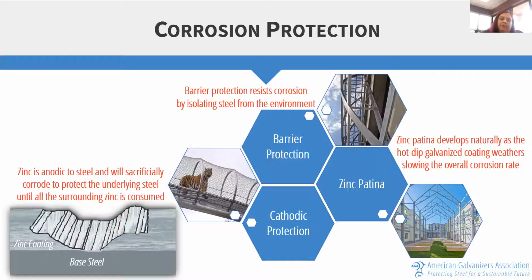But the real longevity of galvanizing comes into play with what's known as the zinc patina. And this is something that develops naturally as galvanized steel is exposed to wet and dry cycles in the environment. It produces a series of byproducts on the surface, zinc oxide, zinc hydroxide, and zinc carbonate, which will slow down the overall corrosion rate to about 1/30th the rate of steel in the same environment.